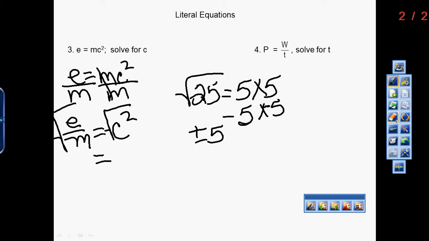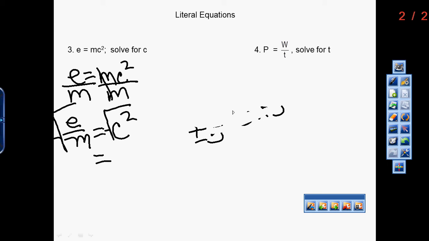So with that in mind, what do you think that I'm going to put the square root of the other side? It's correct. I got to recognize that it's going to be a plus or a minus. So I understand here that what I'm really going to have is that c is equal to plus or minus the square root of e over the square root of m.